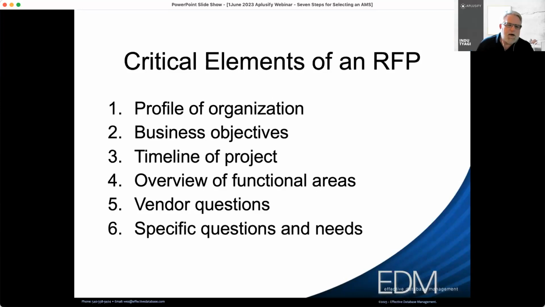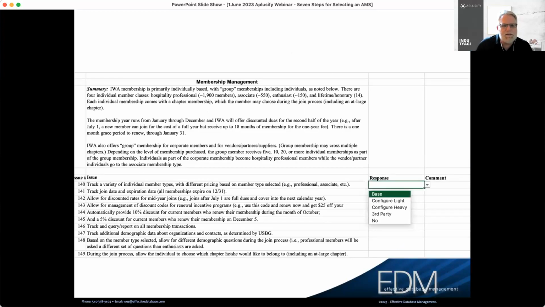So Wes, you talked about profile of the organization and whether they're trade, professional, maybe they're hybrid. Yep. What about sharing must-haves with what they're trying to accomplish with the AMS? Should they share this? And what is that?